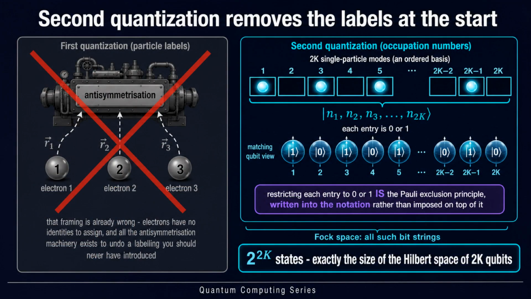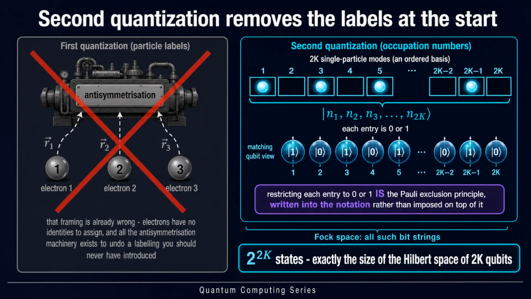In the first quantized picture, you write a function that says where electron 1 is, where electron 2 is, and so on. That framing is already wrong, because electrons have no identities to assign. All the antisymmetrization machinery exists to undo a labeling you should never have introduced. Second quantization removes the labels at the start.